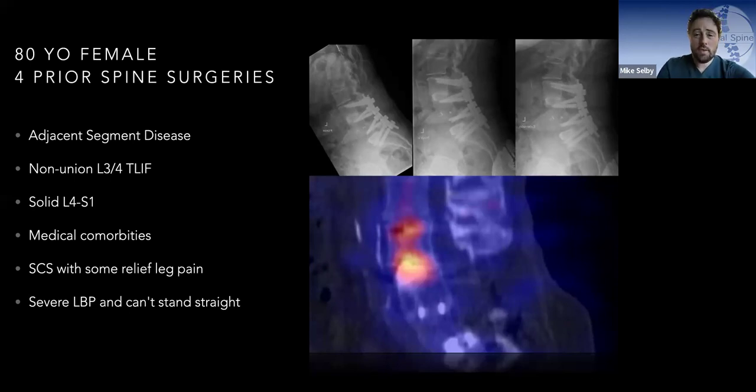I organized that, and you can see the below picture not only shows her adjacent segment disease evolving at the L2-3 level, but at L3-4, where there is a titanium TLIF interbody cage, there is a lot of ongoing activity, and this is way too much activity for 3 years plus down the line. So she had some medical comorbidities. She'd had a spinal cord stimulator with some relief of her leg pain. She has severe lower back pain, and she can't stand up straight. A tricky situation for potential revision.